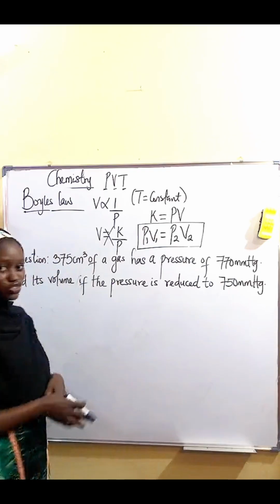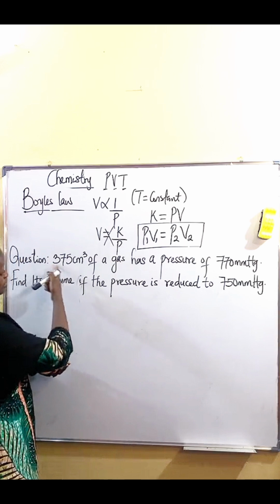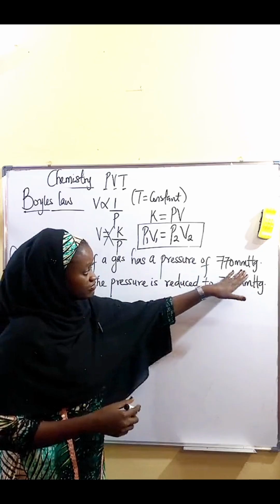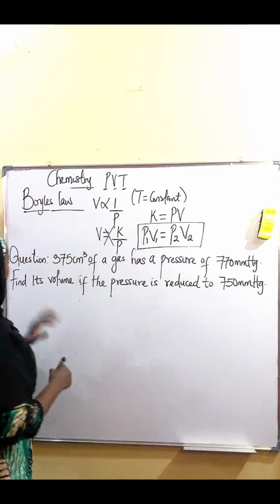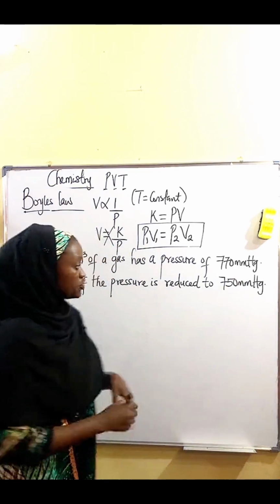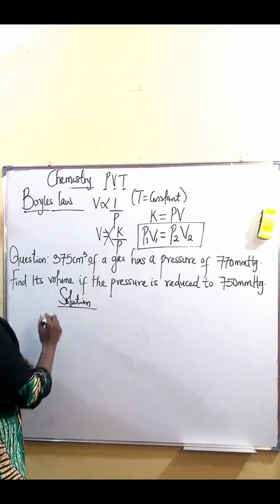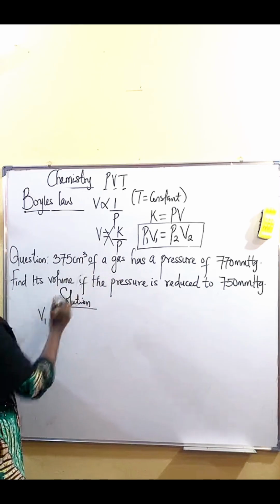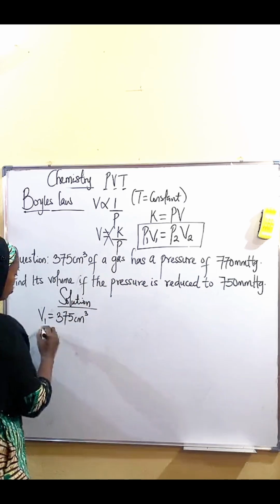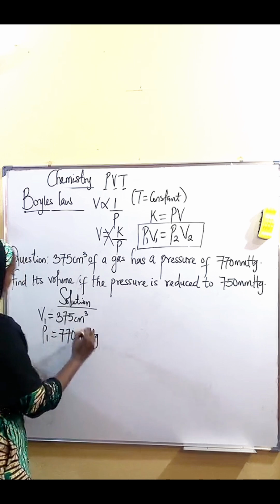So we have one example here to solve on the board. Let's read it out and bring out the parameters. The question says 375 cm³ of a gas has a pressure of 770 mmHg. Find its volume if the pressure is reduced to 750 mmHg. So let's solve, first bringing out the parameters. We have V1, the volume, is equal to 375 cm³, and the pressure P1 is equal to 770 mmHg.